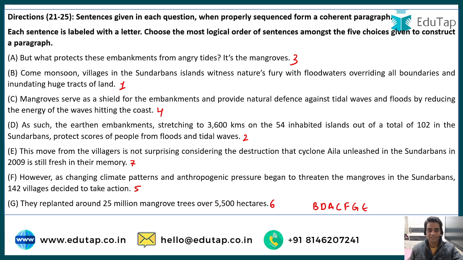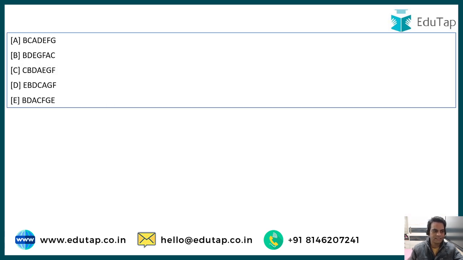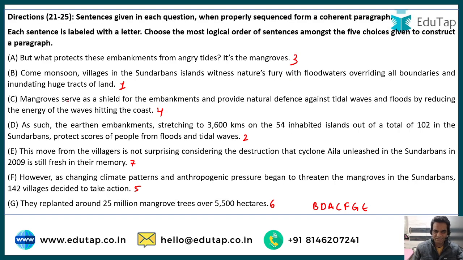So that is basically how you find the first sentence, and then you form a chain of statements after reading the correct formation of sentences. So B, D, A, C, F, G, E. What could be the correct option? B, D, A, no, guys, this cannot be the answer. Yes, guys, this is my answer. B, D, A, C, F, G, E.